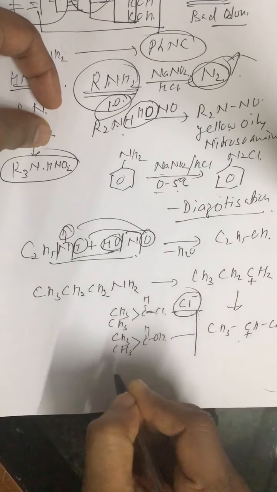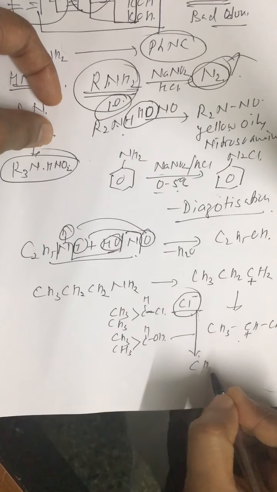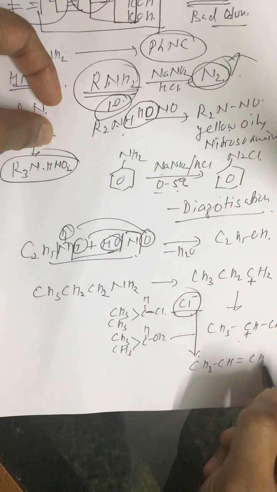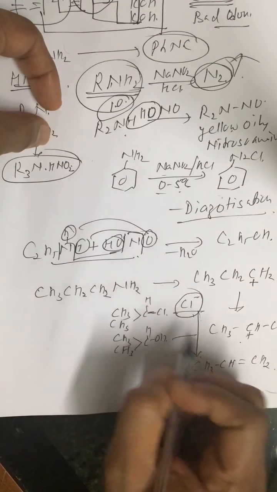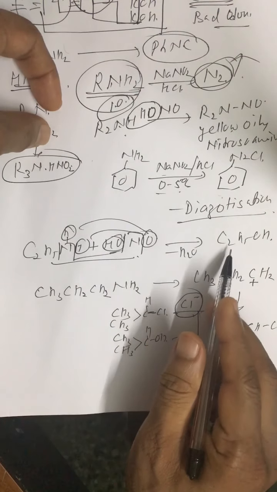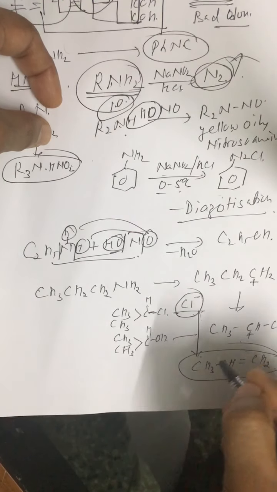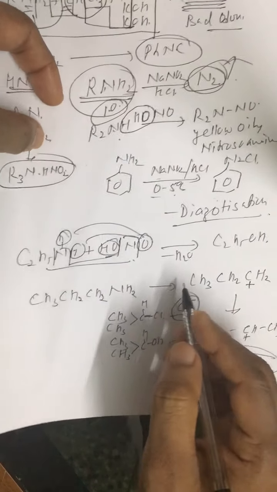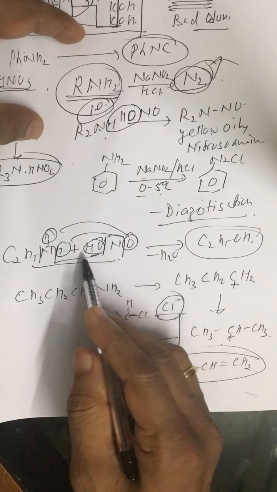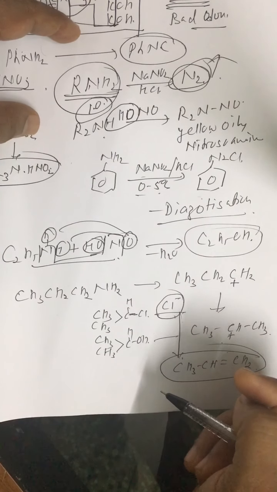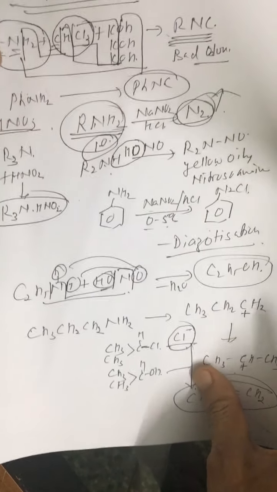This is a comparatively higher level question, I'm telling you. Or due to an elimination reaction you get CH3CH=CH2. So these are the possibilities. But if the alkyl group is smaller, like ethyl, the chances of formation of alkene are less. That is why we write the major product as ethanol. Otherwise chlorine is also there, so C2H5Cl will also be obtained as one of the products. So you must remember, this is the reaction with HNO2.